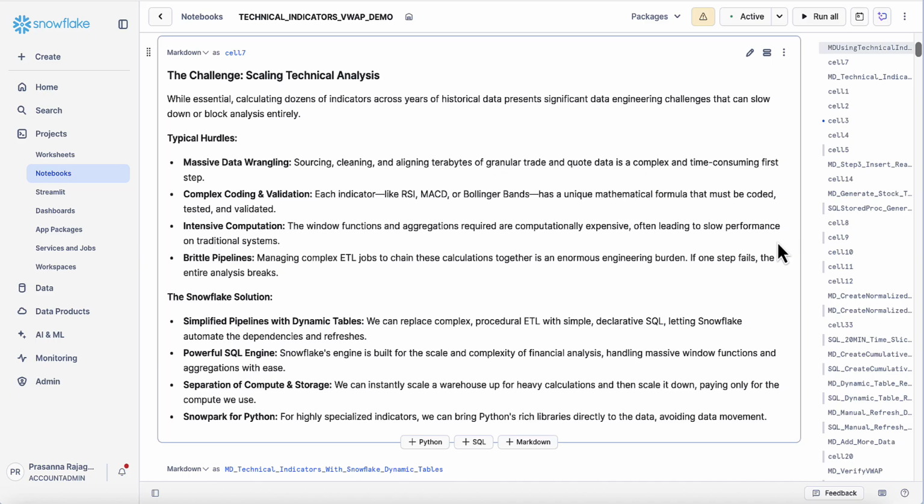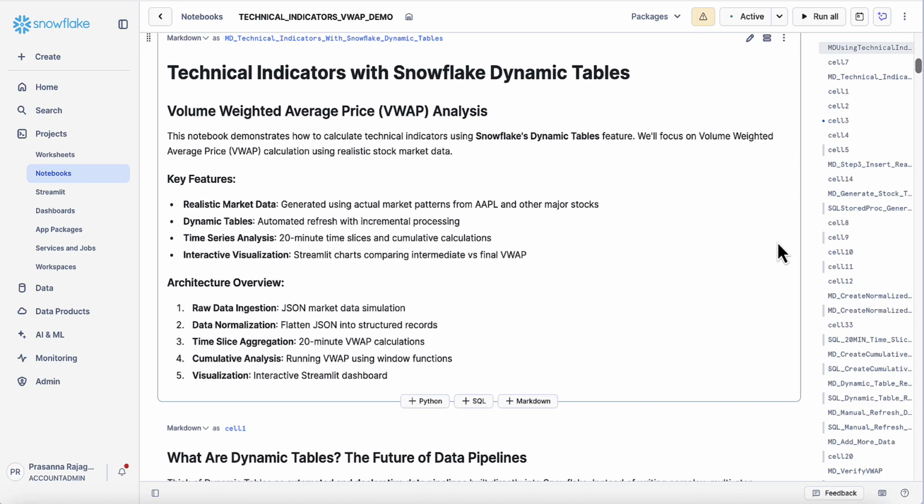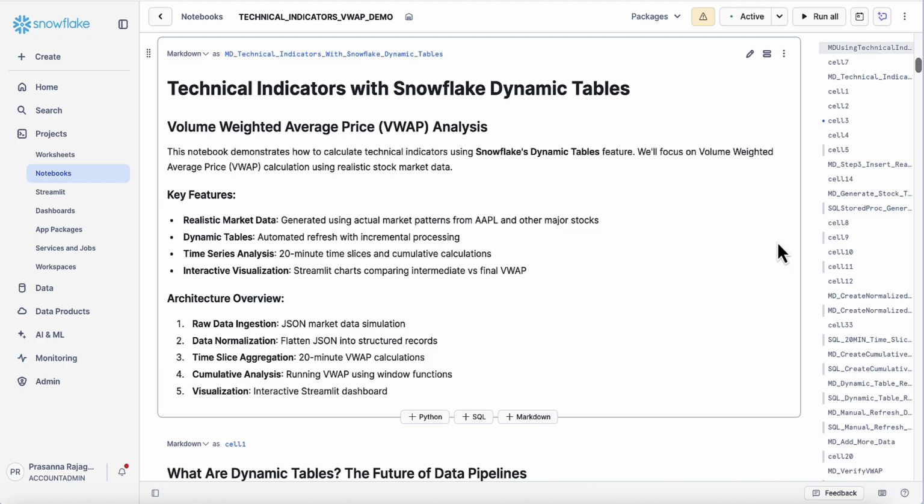But analyzing dozens of indicators across years of data isn't easy. It presents some major data engineering hurdles. Engineers often spend their time wrestling with massive data sets, writing complex code for each indicator, and managing brittle and slow data pipelines. This is where a platform like Snowflake really shines.